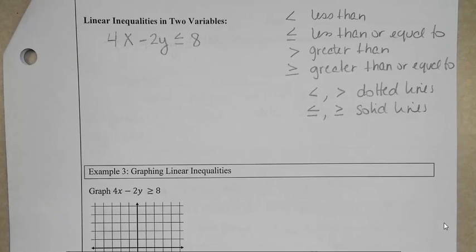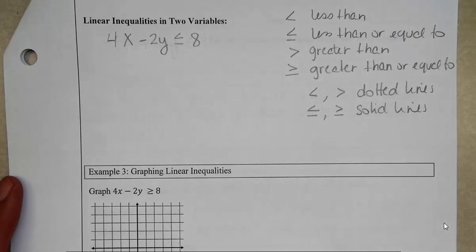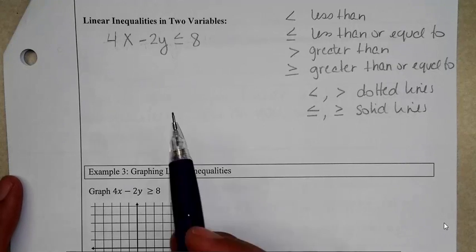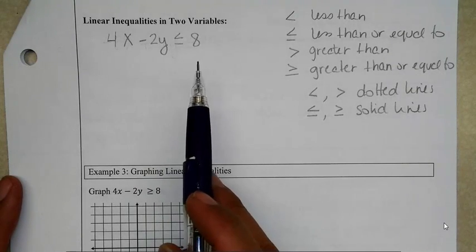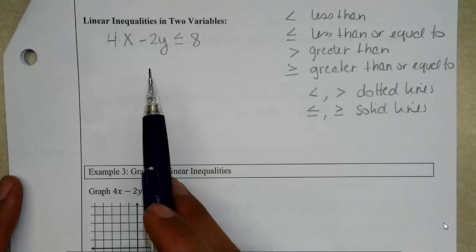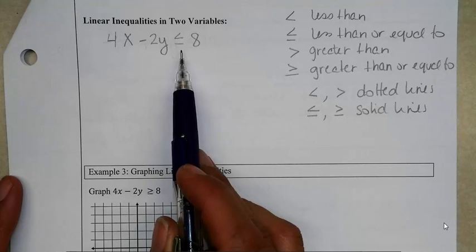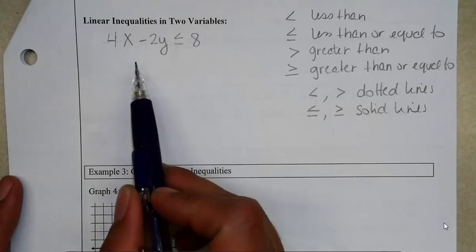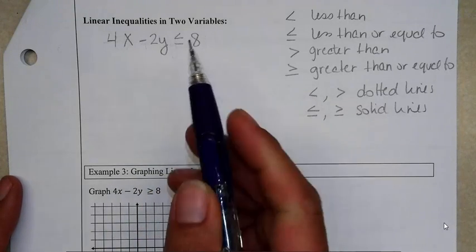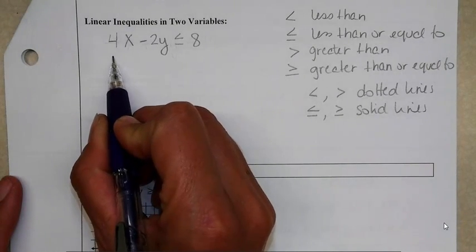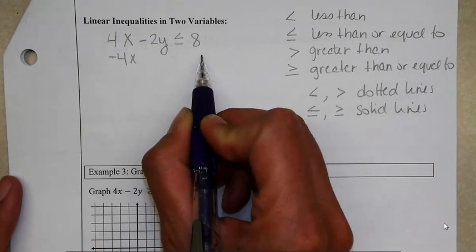So the only other thing I need you to remember or recall from Algebra 1 is that any time you do operations with inequalities, if you multiply or divide both sides by a negative, you need to flip the sign. So let me just give you an example. Let's say we wanted to solve this for y. Okay, so we're going to subtract 4x from both sides.